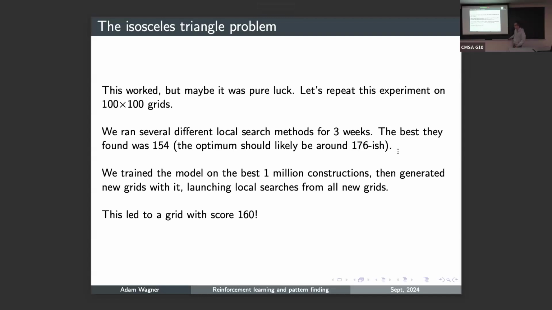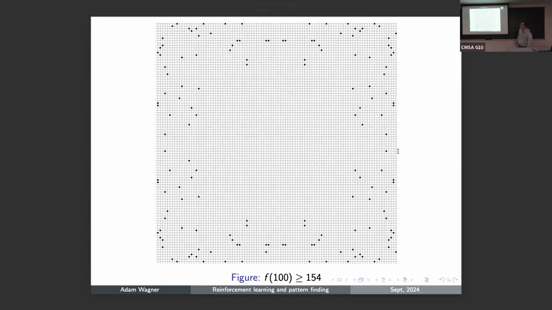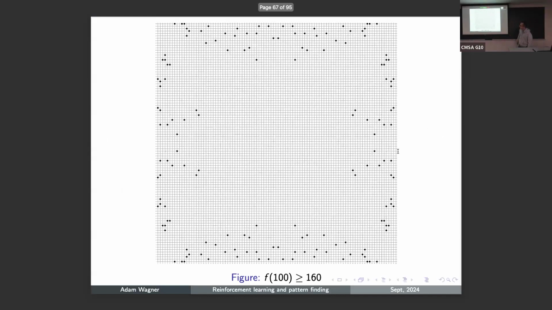So the way I think of it is adding this tiny, tiny ML part on top of it gives you a way to improve any kind of local search algorithm. Whether you improve by epsilon or more, that depends on the problem. So here's the 154 that we found by standard methods, and here is the 160 that we found by putting this tiny amount of machine learning on top of it.